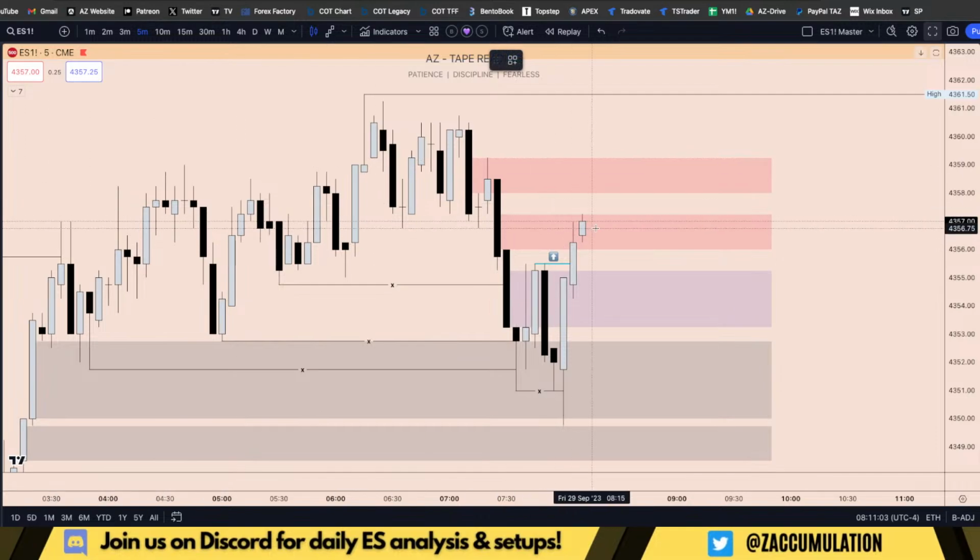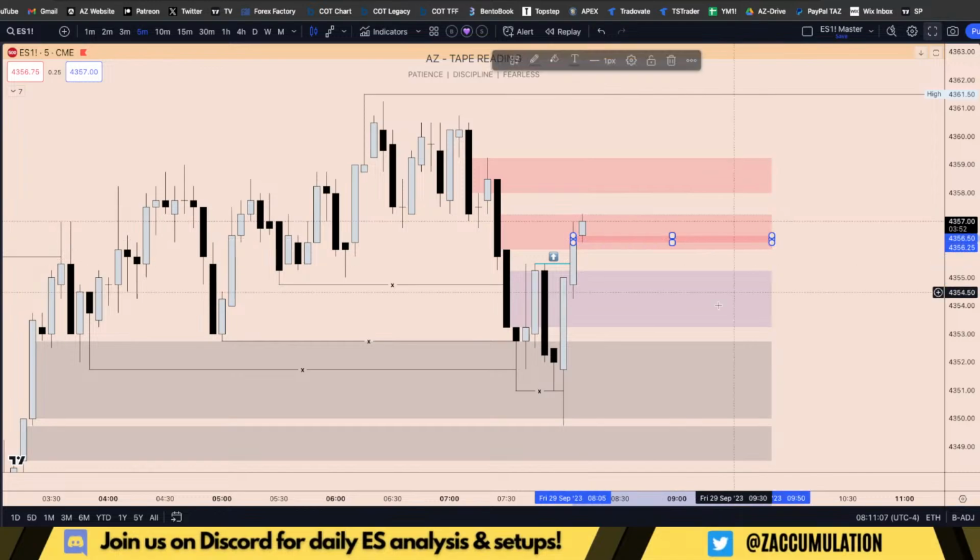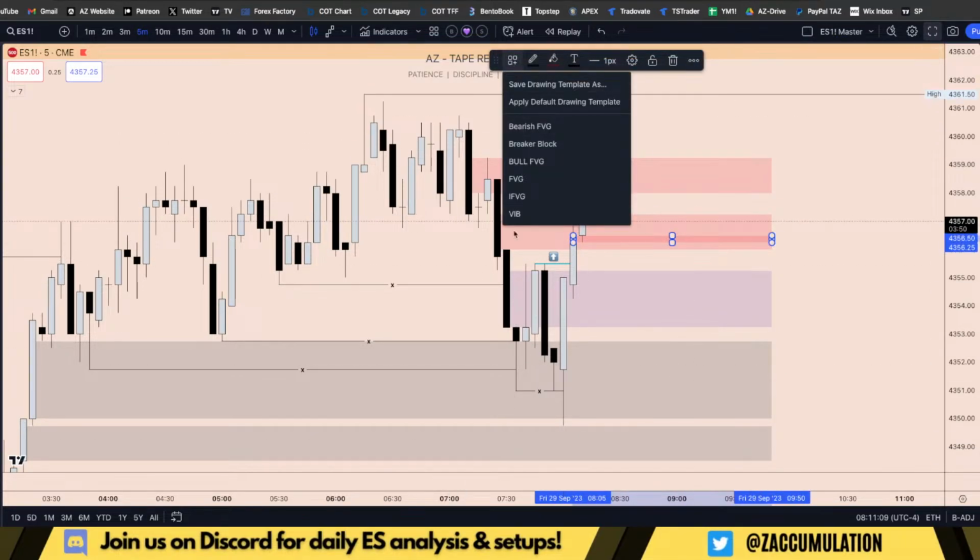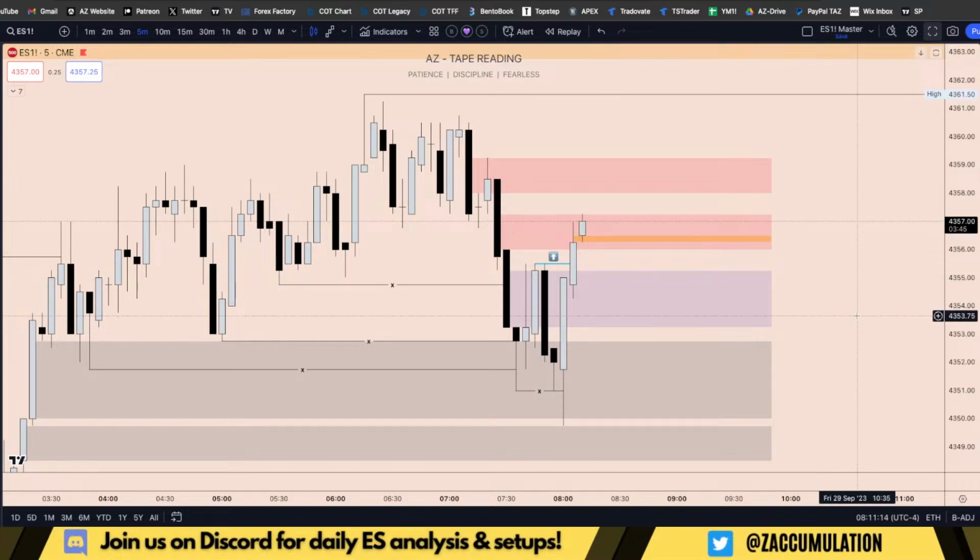We open up with this volume imbalance, which is just another confirmation of how bullish order flow is right now, after we confirmed a market structure shift. Volume imbalance, there we have it.